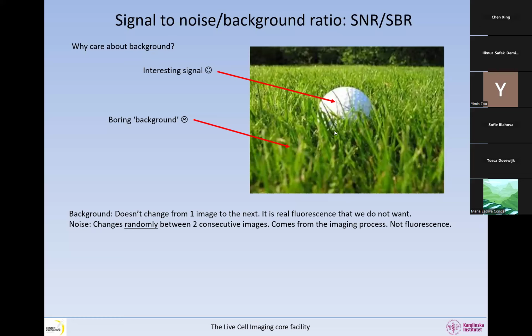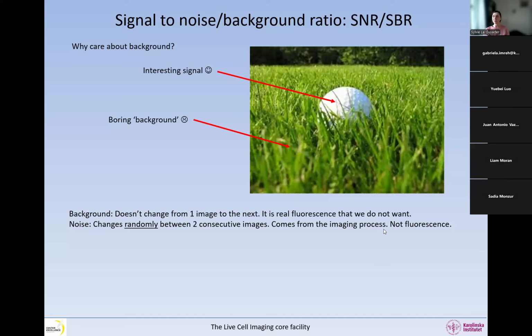Now, where is the noise in all this? The noise, the background, is something that does not change from one image to the next. It is real fluorescence, but it's fluorescence that we don't want, okay? Whereas the noise changes randomly between two consecutive images. And it is not fluorescence, it is something that comes from the imaging process. So if we change the readout rate, we're creating noise. This noise is everywhere and it has nothing to do with fluorescence really. So it's not fluorescent, okay? So this is the difference between noise and background.